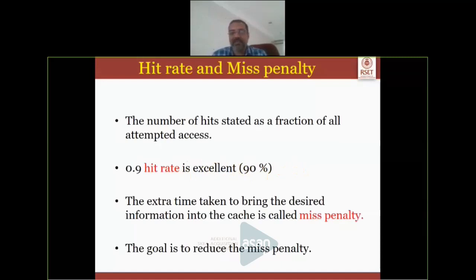Regarding the cache, we have studied what cache memory is, what the functions of cache memory are, what the advantages of cache memory are, what the replacement algorithms are, and what hit and miss are. So I hope cache memory is almost clear for you. Now I'll wait for your doubts.